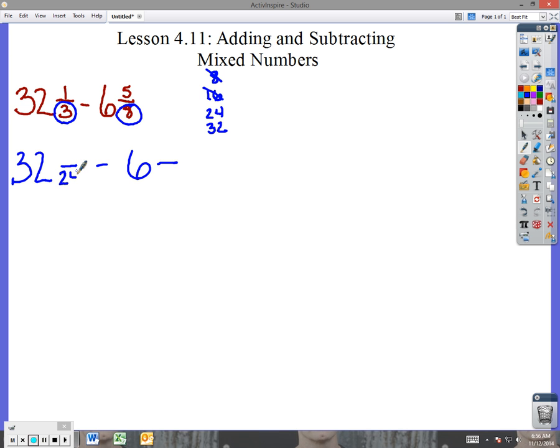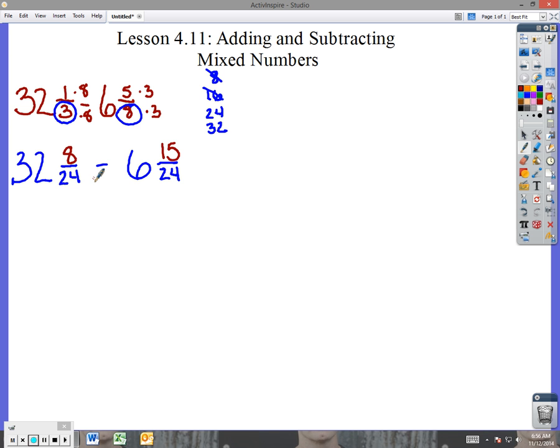It is 24. Now I ask myself, hey, what did I multiply the denominator by to get this denominator? So 3 times 8 is 24, so I multiply the numerator by 8. 1 times 8 is 8. Over here, hey, if this is 3 times 8 is 24, then 8 times 3 is 24. So I multiply by 3 here, and I get 15. So right now I have 32 and 8 24ths minus 6 and 15 24ths. Well, right now I cannot take 15 from 8.